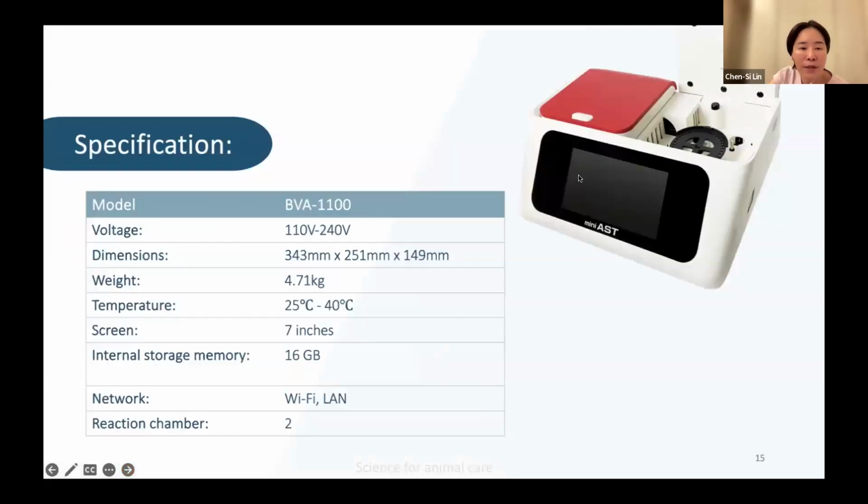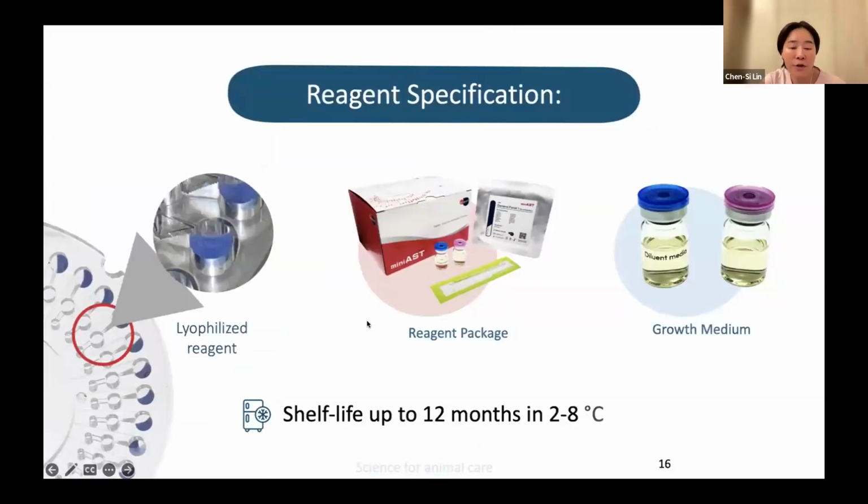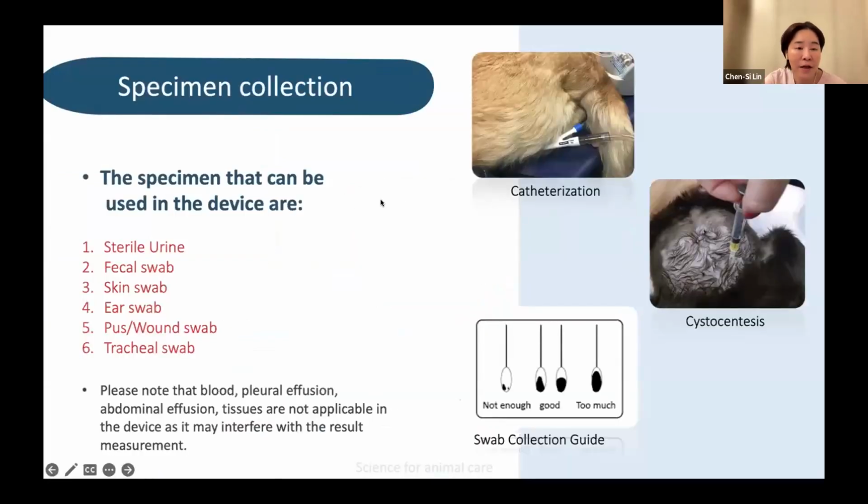For example, this is the AST machine provided by Bioguard. You can see that the machine is actually not big. You can just put it in your clinician office. As I said, this is a microfluidic device, so you can put in your sample, follow the guidance of the reagent packages, and then you can easily get the result.